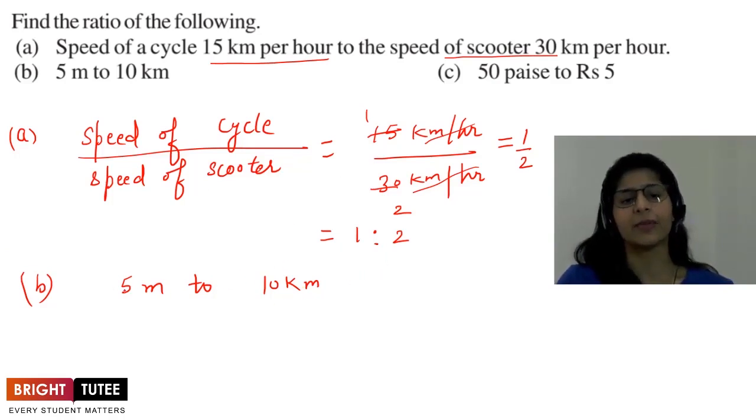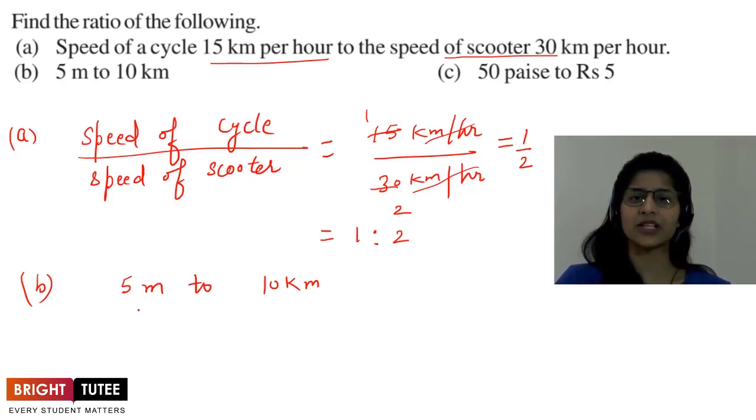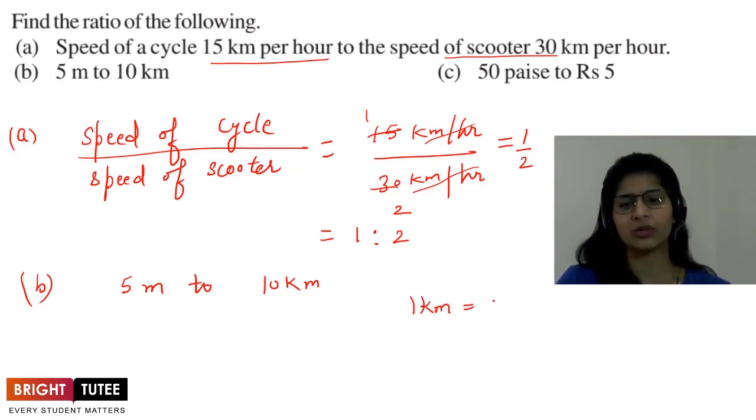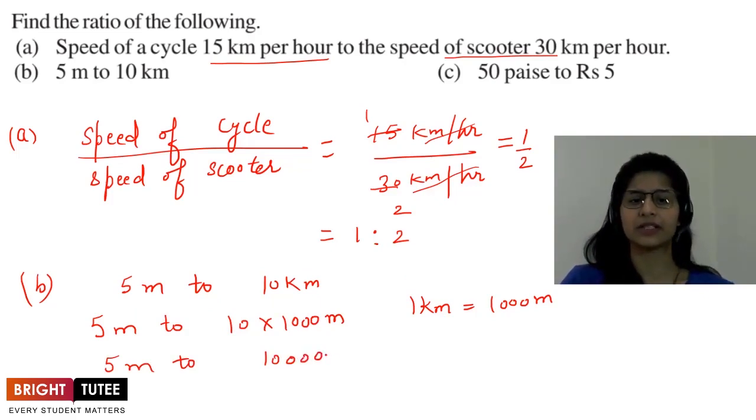Yes, meters. Why? Because if I convert 5 meter to kilometer, I'll get a decimal number, and it is easier for us to solve with simple numbers as compared to decimals. So we will convert 10 kilometer into meters. 1 kilometer is equal to 1000 meters, so 10 will be multiplied with 1000 and it will also become meters. So 5 meter to 10,000 meters.